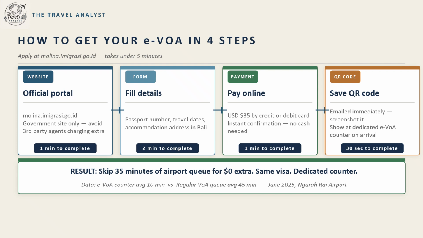Step 3. Pay $35 by card. Instant confirmation. Step 4. You receive a QR code by email. Screenshot it offline. At Ngurah Rai Airport, go to the dedicated e-VoA counter and show your QR code. The result, you skip 35 minutes of queue for 0 extra cost. Same visa. Dedicated counter. The data speaks for itself.